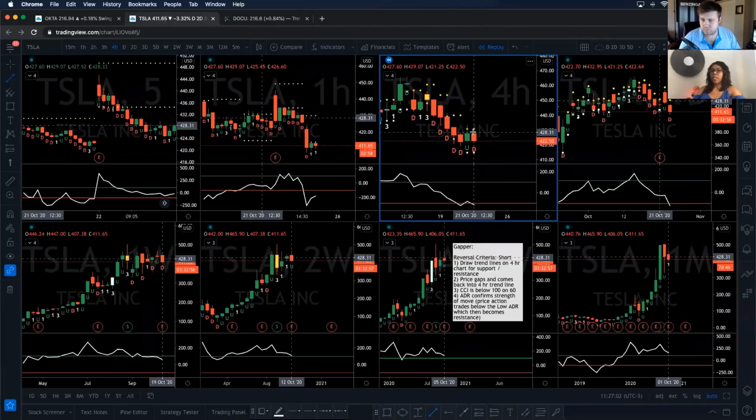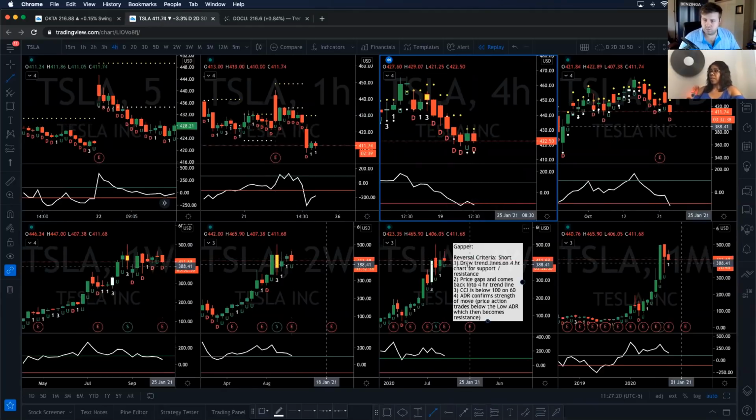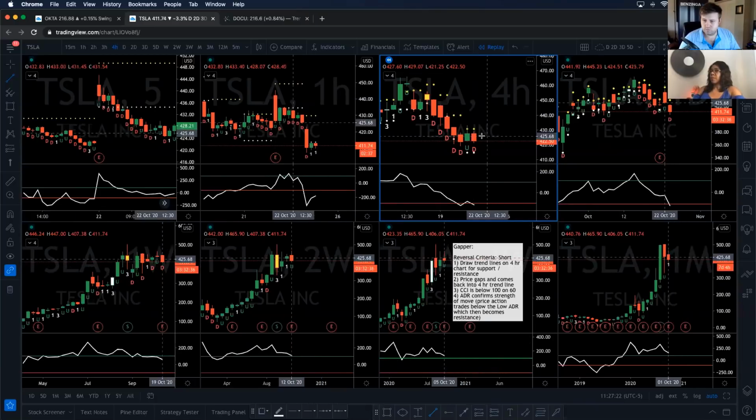Okay, so again, think about this in terms of your setup for the day. Yesterday, I was thinking, okay, Tesla may come back into range. Why? Because it had a gapper. Sometimes stocks gap and they continue. Sometimes they gap and they reverse. So I wait for stocks to open up after the gapper, the first 10 to 15 minutes, and then I look to see which direction it's going to go.